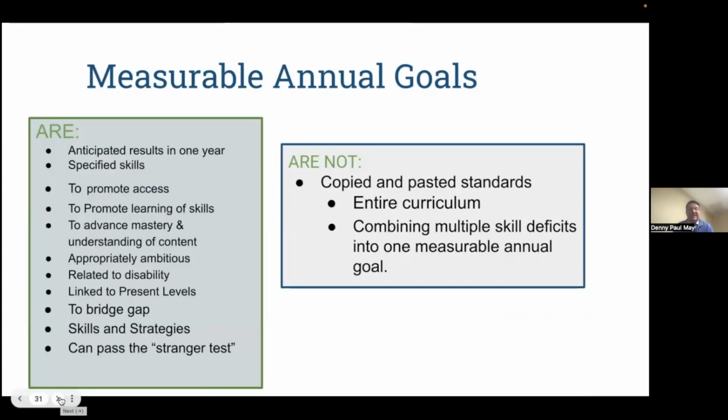One thing I can say is that on the right, these are the things that measurable annual goals are supposed to be. And on the left, it's probably more important to point out what they're not. They're not copied and pasted from the standards. They're not intended to be the entire curriculum for the student. Remember, IEPs are layered on top of core instruction, layered on top of RTI and UDL and differentiated activities. So the student's supposed to get something special when you're doing that.